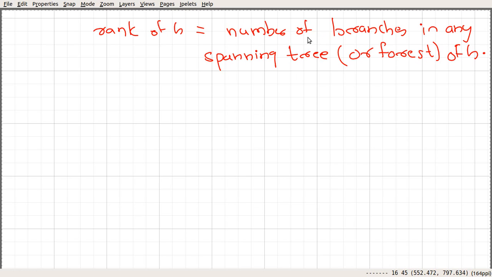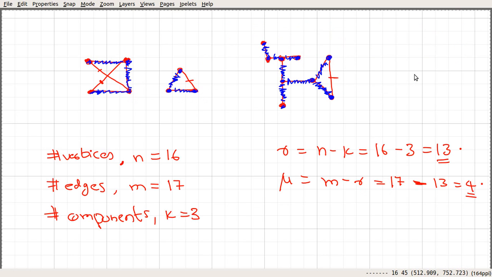Okay, and again we can see that the nullity of the graph G is equal to the number of chords in G. So that's what we saw in this example, right? This 13 corresponds to the number of branches in this forest, and this 4, which is equal to the nullity, corresponds to the number of chords.